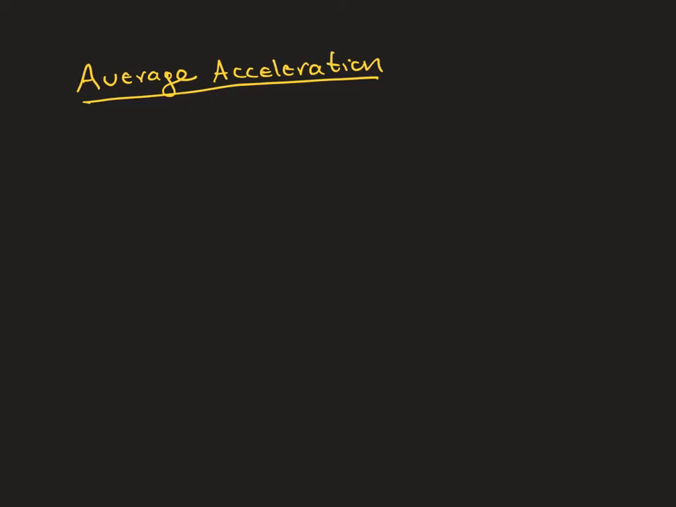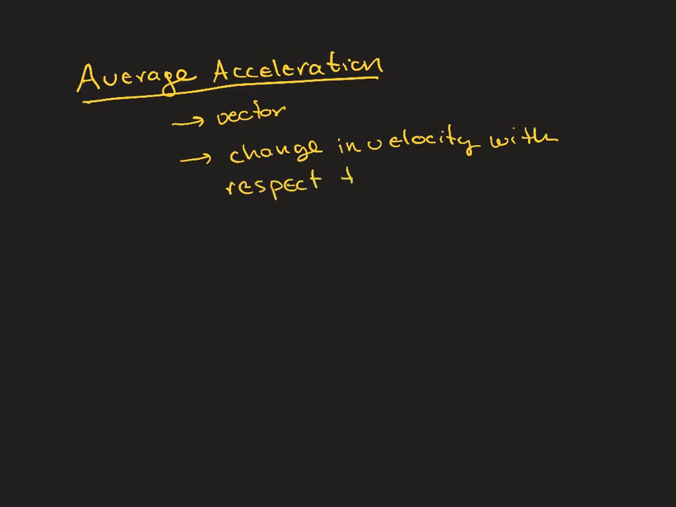In this video, we are going to discuss average acceleration. Acceleration is a vector quantity, and if there is a different word for the scalar quantity, I'm not aware of it. I don't think acceleration can actually be a scalar quantity. Acceleration is defined as the change in velocity with respect to time.